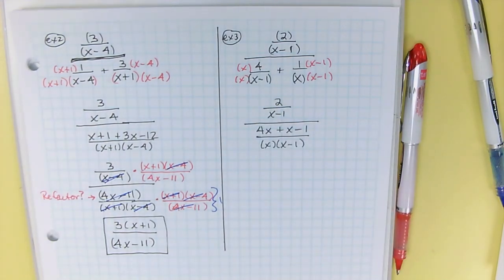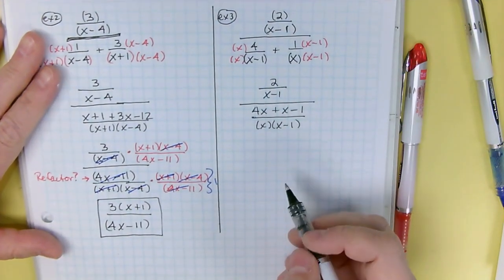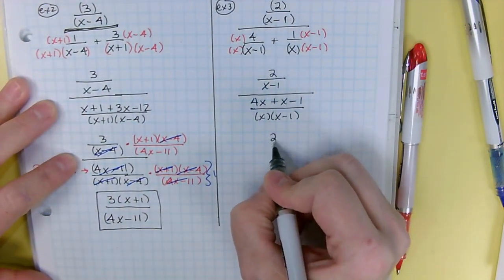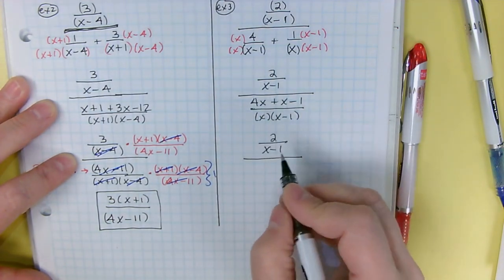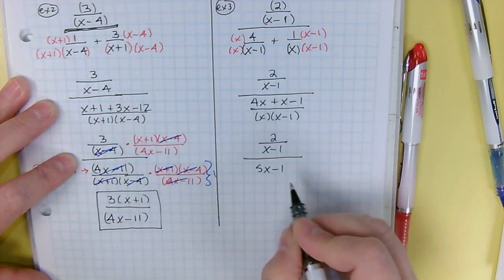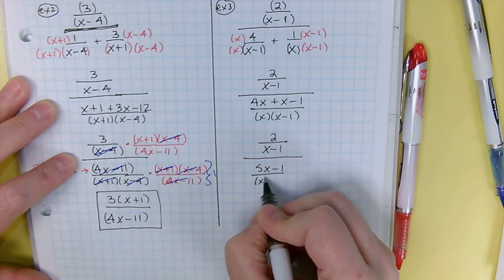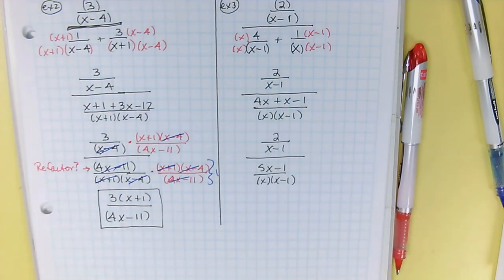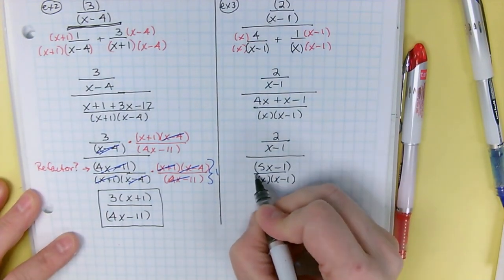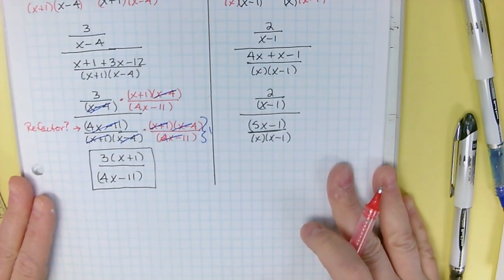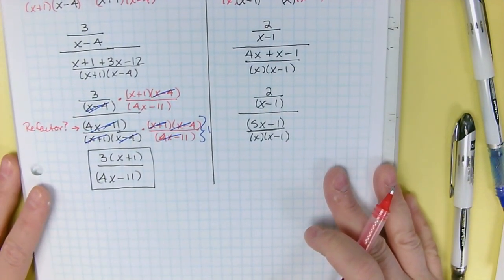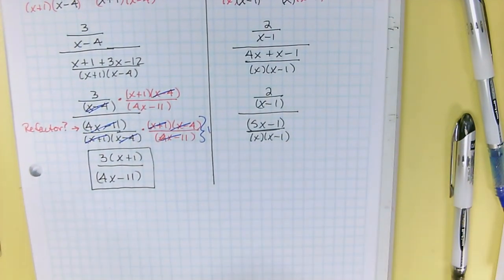So we combine the tops over one bottom. And then I'm going to finish simplifying and see if it refactors. So 2 over x minus 1 all over 4x plus 1x is 5x minus 1 over x times x minus 1. And 5x minus 1 does not factor anymore. So that one is done. So we have simplified the top and factored it. We've simplified the bottom and factored it. Now we're going to eliminate.